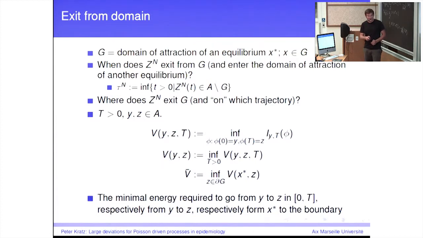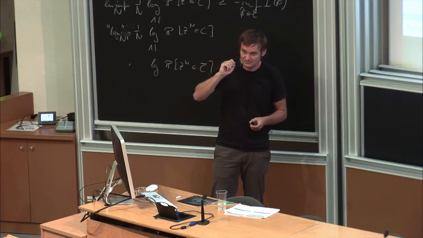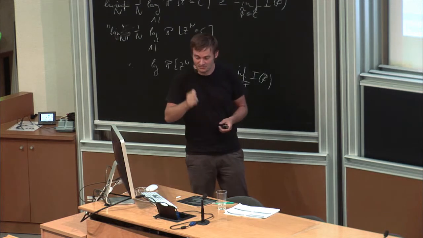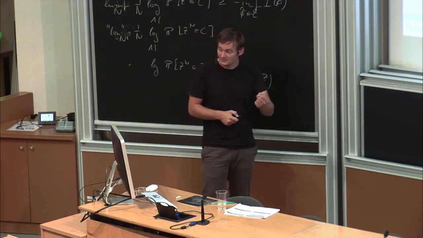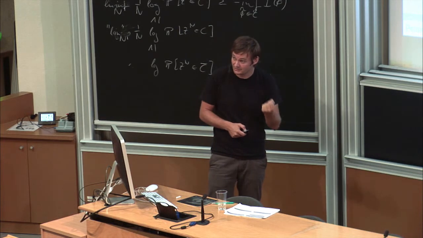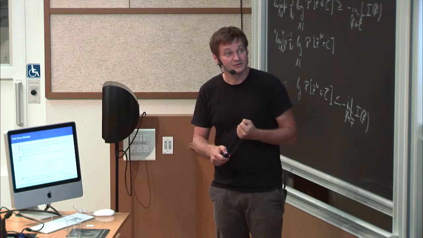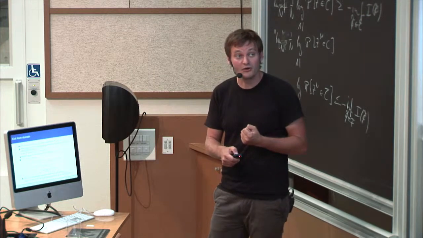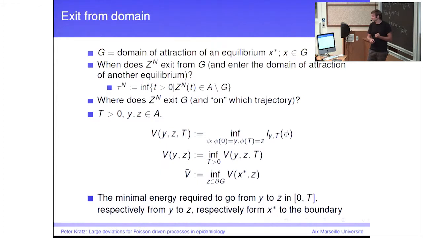And this V bar, which is the important quantity, is the infimum, the minimal energy needed to move from the equilibrium point to a point on the red boundary. Okay? So what happens is that the process, well, it is attracted by the boundary, so it will move for a very, very long time very close to the boundary, and then at some point it will deviate from this equilibrium point, and it will move to the boundary, and it will use the cheapest way to do that. Okay? So it will use the cheapest phi such that it can go from X star to Z.